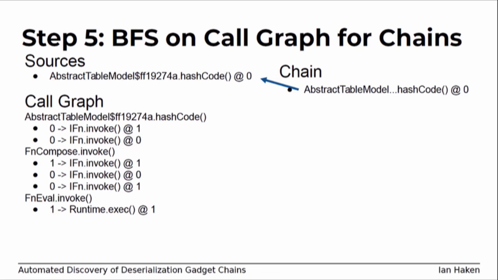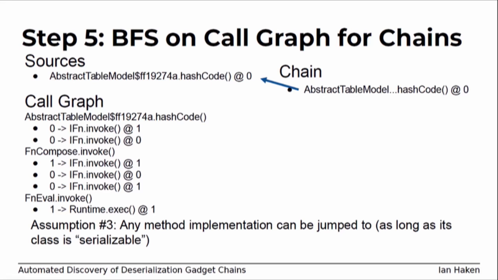And here's where we make one of the last assumptions, which is any method implementation can be jumped to. So down here we see we're calling IFunction.invoke, and we don't have a specific method or specific implementation that we're jumping to there. So as we're going through this call graph, we're going to go look at every implementation of that, as long as that class is considered serializable. And the reason that we assume we can do that is literally because that's how we build up gadget chains. If we control the data type of one of those members that determines what implementation of IFunction this is, then we can build up our gadget chain in such a way to get to whatever implementation we want to get to.